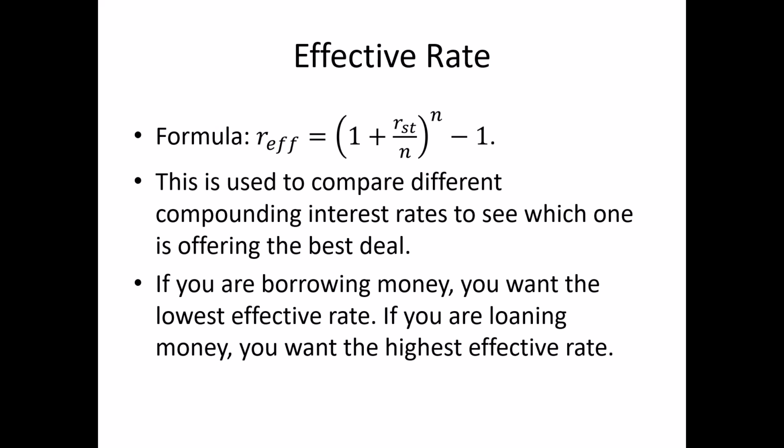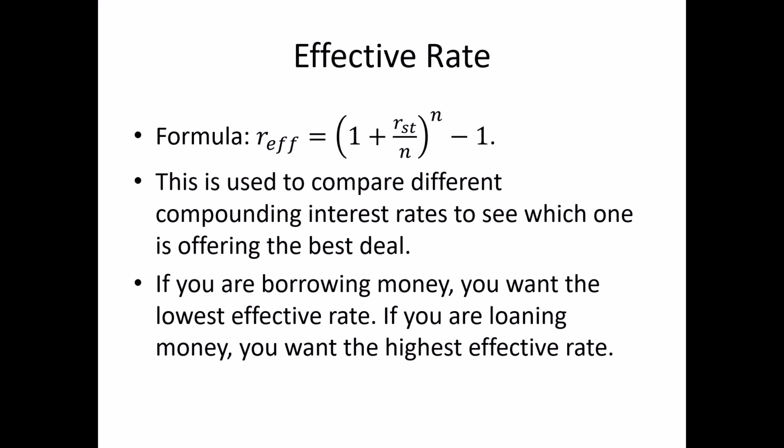If you are borrowing money, you want the lowest effective rate. If you are loaning money, then you want the highest effective rate. The reason for this is because, remember, interest is basically a fee that you would pay in order to borrow someone else's money. They are loaning you money, and they're taking on a certain amount of risk that you will pay it back or not. So they're charging you a little bit to borrow this money because you don't have it available. So this is kind of what interest is.